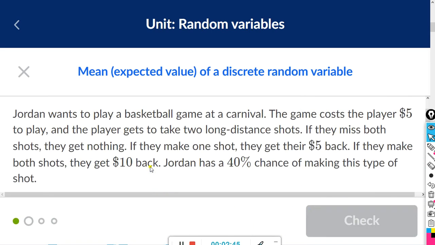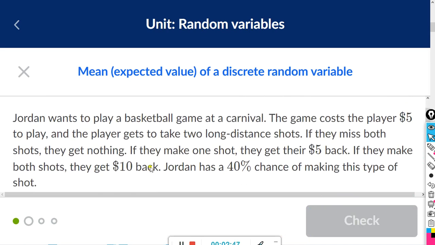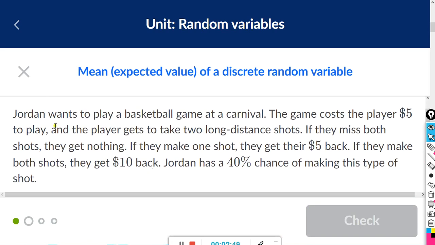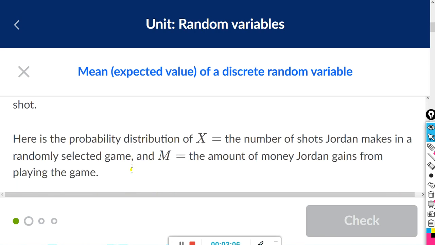Again, the write-ups are probably not necessary in this case, but I'll just read it for now. Jordan wants to play a basketball game. The game costs $5, and the player gets to take 2 long-distance shots. If they miss, they get nothing. If they make one, they get $5. If they make both, they get $10. He has a 40% chance of making the shot.